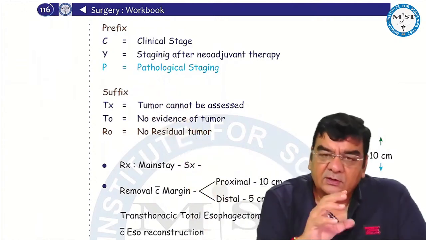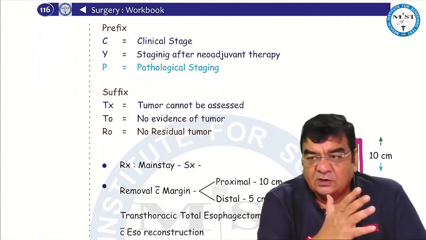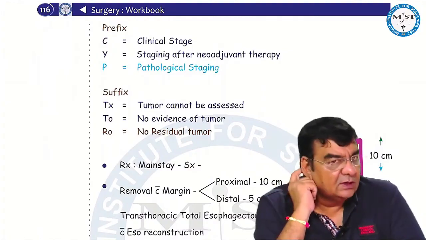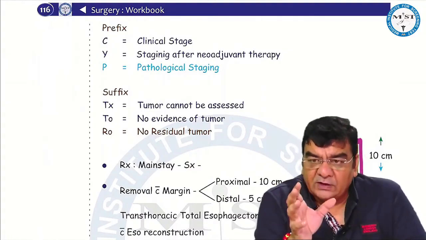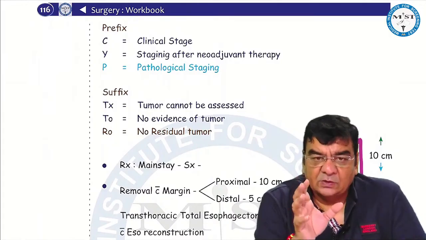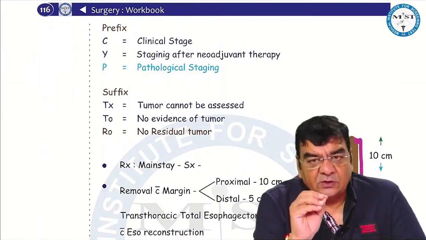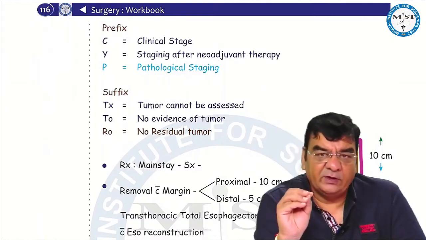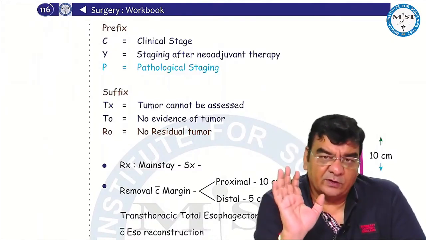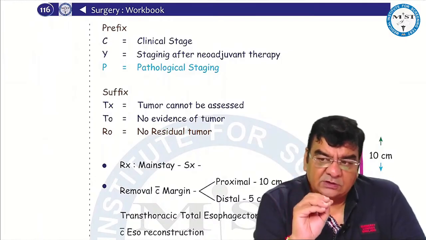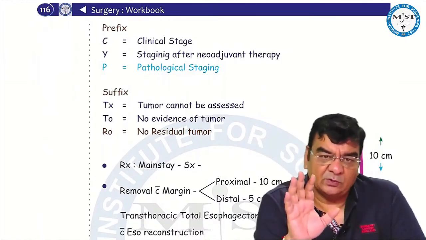And when surgery has been done and the specimen is sent to the pathologist, now for pathological staging, we use the prefix P. We can use various suffixes like X and 0. X where we cannot assess, and 0 that means there is no evidence. So T0 is no evidence of tumor and you are confident about it. R0 is you have done the surgery and after surgery there is no residual tumor.